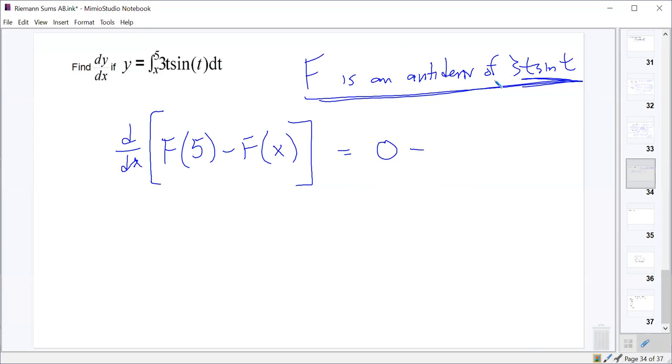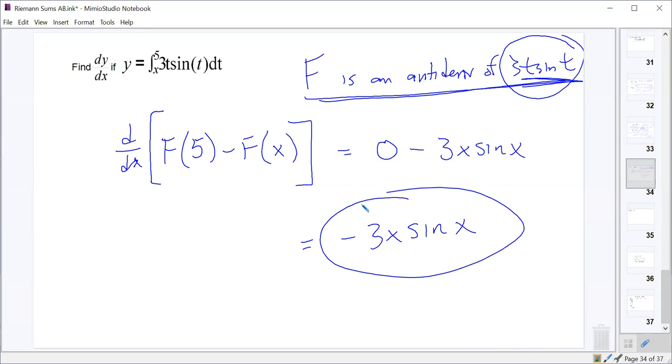If capital F is an antiderivative of this function, then is it just the original function? It's just the original function, 3x sine x. So our final answer here should be negative 3x sine x. Good or no?